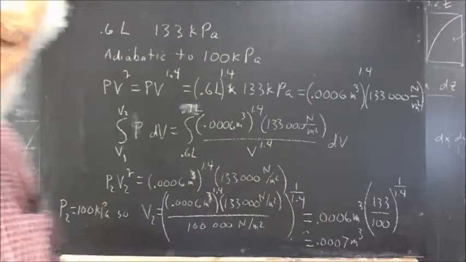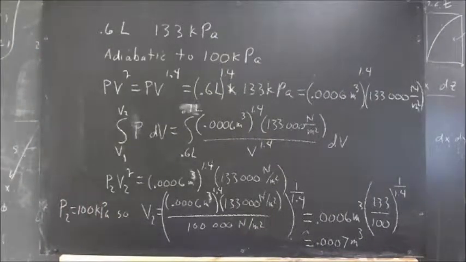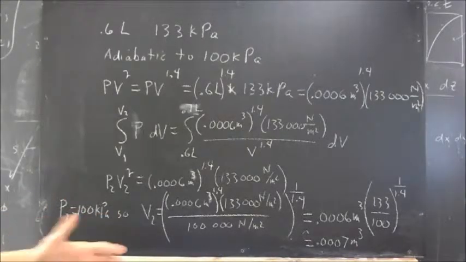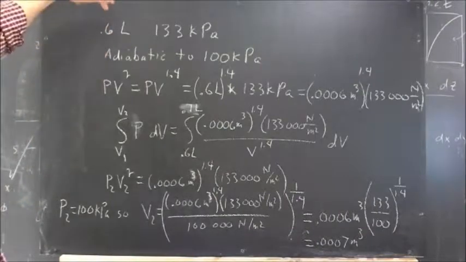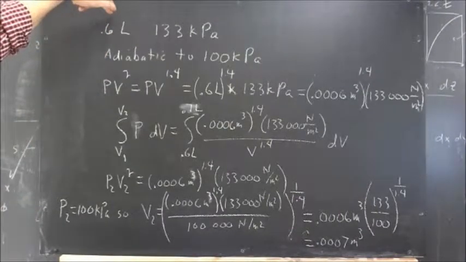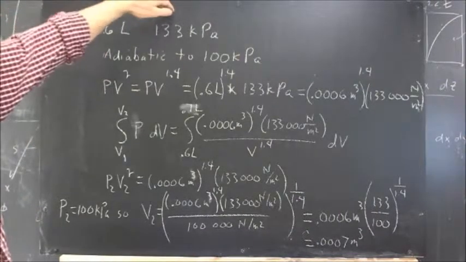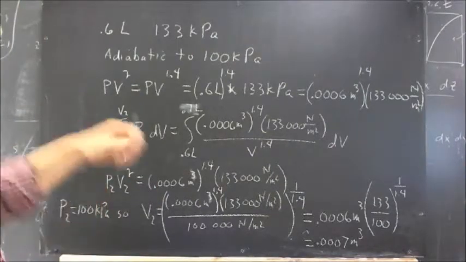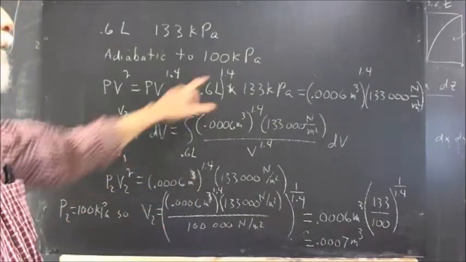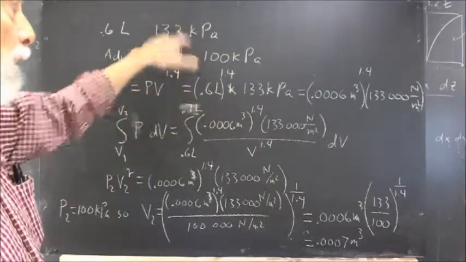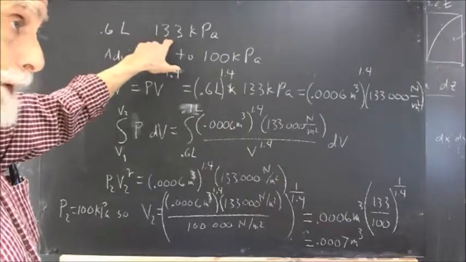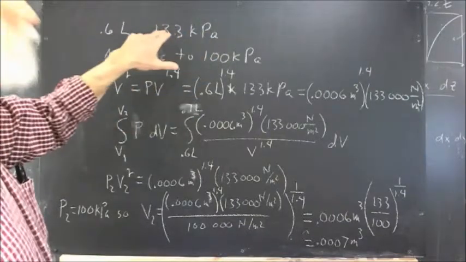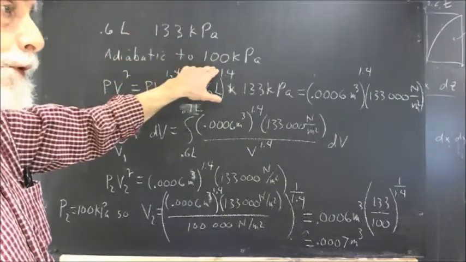So, moving away just a little bit from the listed problems, let's consider our 0.6 liters of gas at 130 kilopascals, but this time we're going to allow it to expand quickly to 100 kilopascals, expanding as it goes from a temperature somewhat higher than room temperature, from a pressure somewhat higher than room pressure to room pressure.